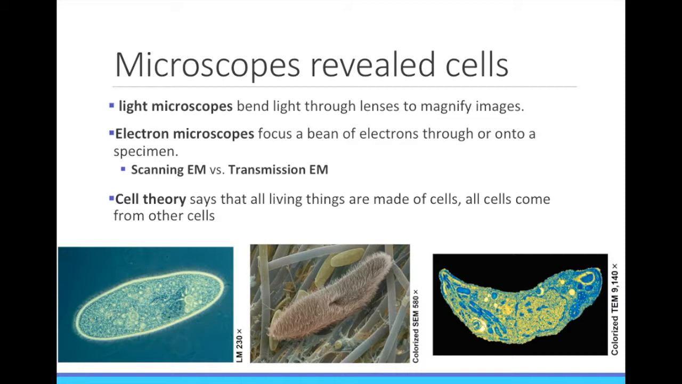Electron microscopes have several drawbacks, though. They are very expensive, and they cannot be used on living things. All the methods used to prepare specimens for electron microscopy will kill them. The use of microscopes has allowed scientists to develop what we call the cell theory. The cell theory says that all living things are made up of cells, and that all cells come from pre-existing cells.